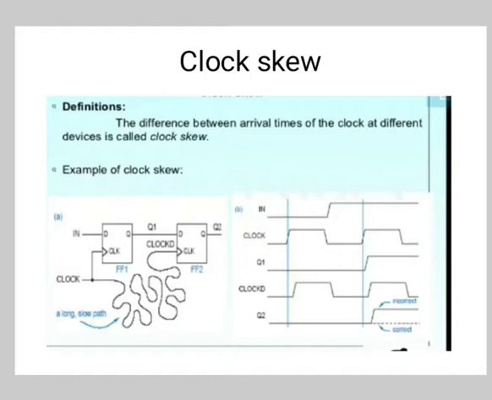Next point is clock skew. So clock skew means what? It is the difference between the arrival times of the clock at different devices, and it is called clock skew. An example of clock skew is given here.